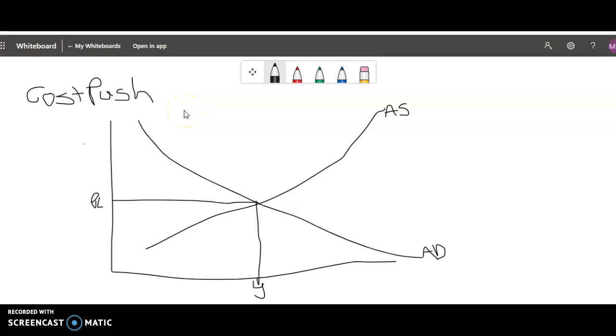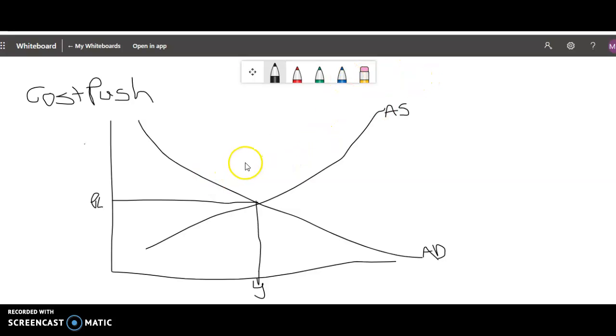K-12s, Ms. McIntosh here. I'm just going to quickly try and go over inflation and the AD-AS model, and particularly the term cost push inflation. So cost push inflation refers to inflation, or an increase in the price level, caused by a decrease in aggregate supply. So we have an AD-AS model here.